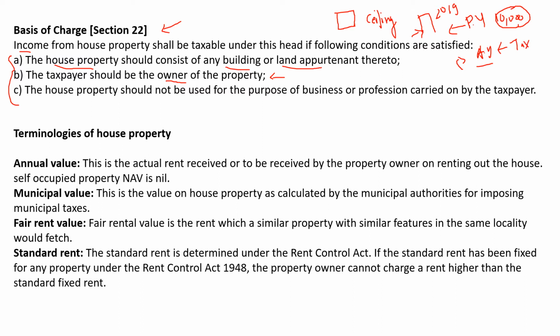The next is that the house property should not be used for the purpose of business or profession. It should not be used for business or profession purpose. Then the income will be considered as income from house property.